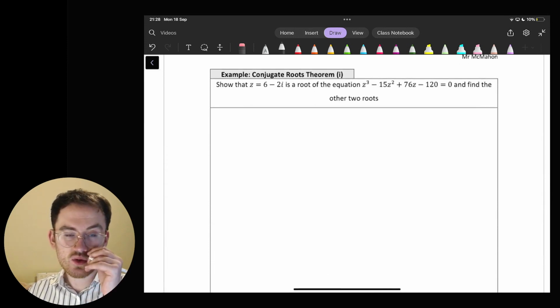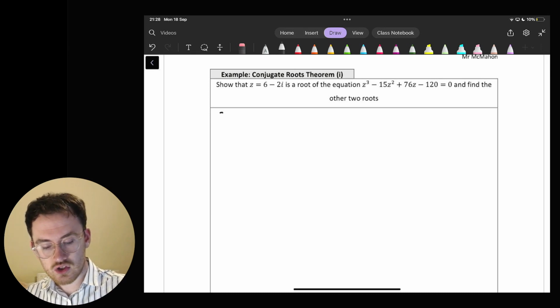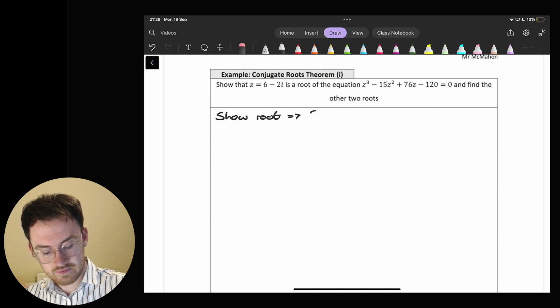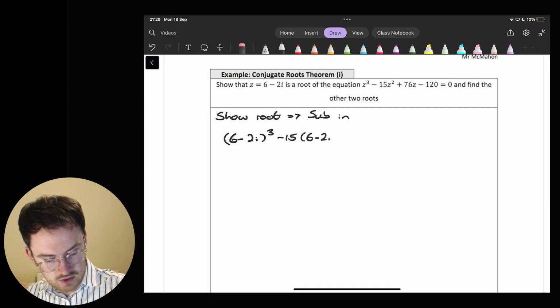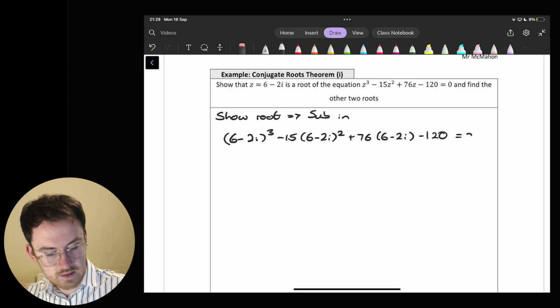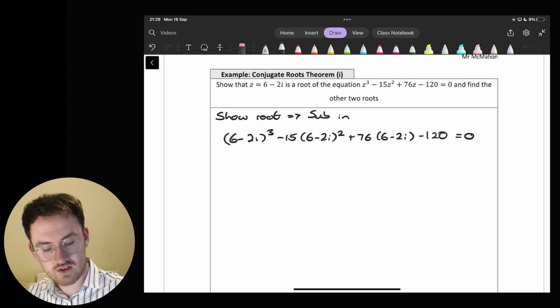So say here, show that 6 minus 2i is a root of this equation. To show that something is a root, we want to sub in. So we're going to have 6 minus 2i cubed, minus 15 (6 minus 2i) squared, plus 76 (6 minus 2i), minus 120. And we want that to be equal to 0.